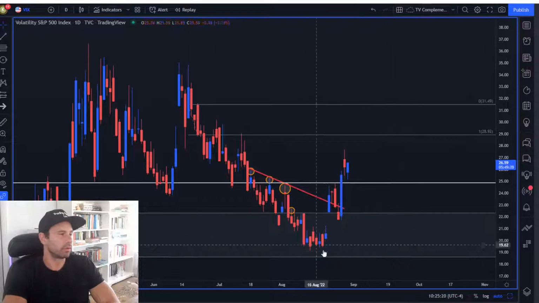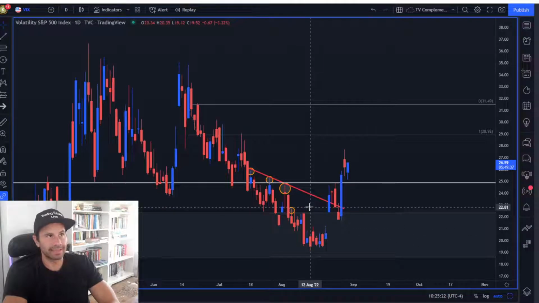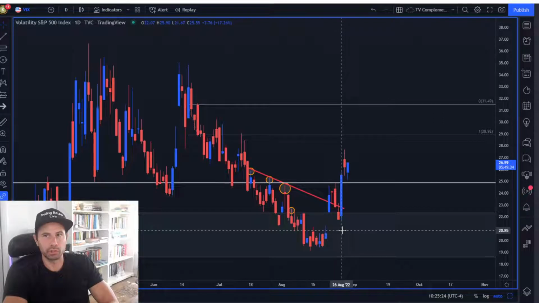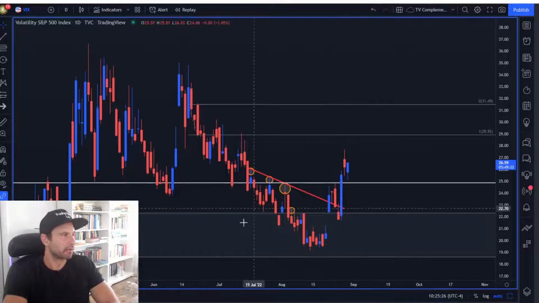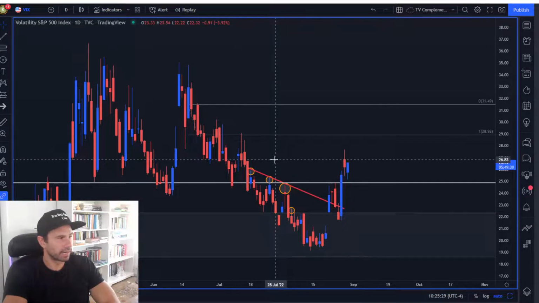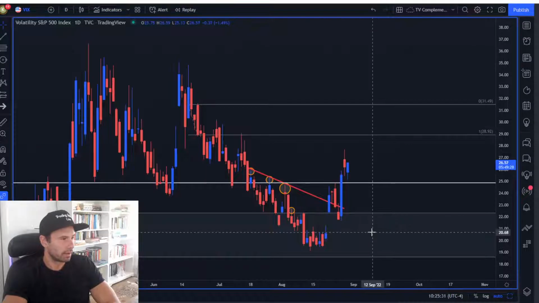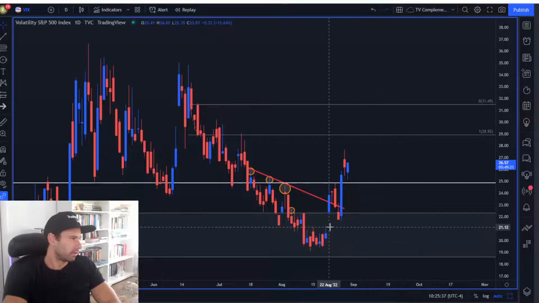Now, for those who don't know, the VIX is a tradable asset. There are VIX futures that people actually trade. But the index, the one that I'm looking at, comes from the amount of put option buying in ratios and stuff.